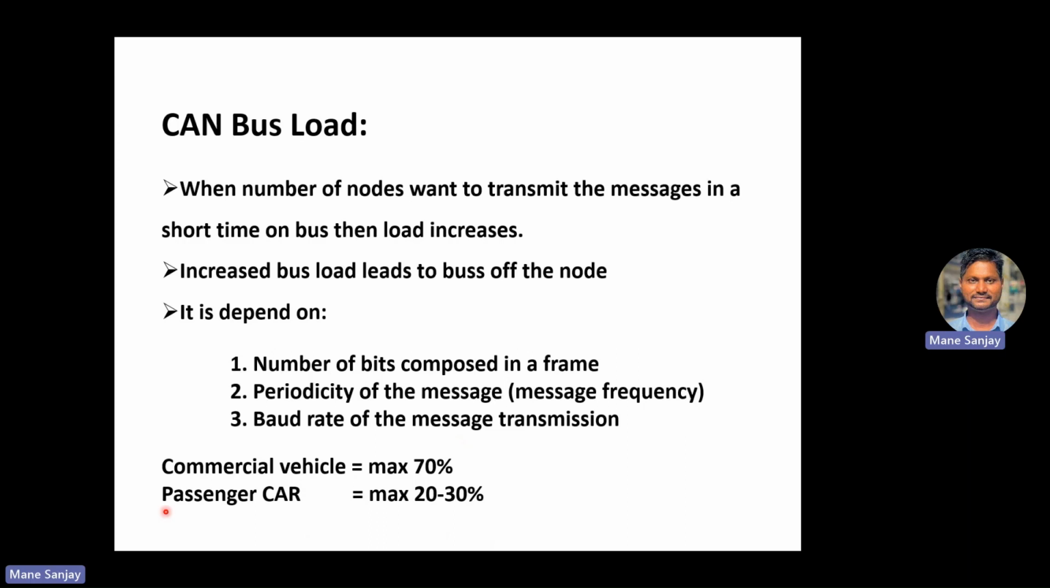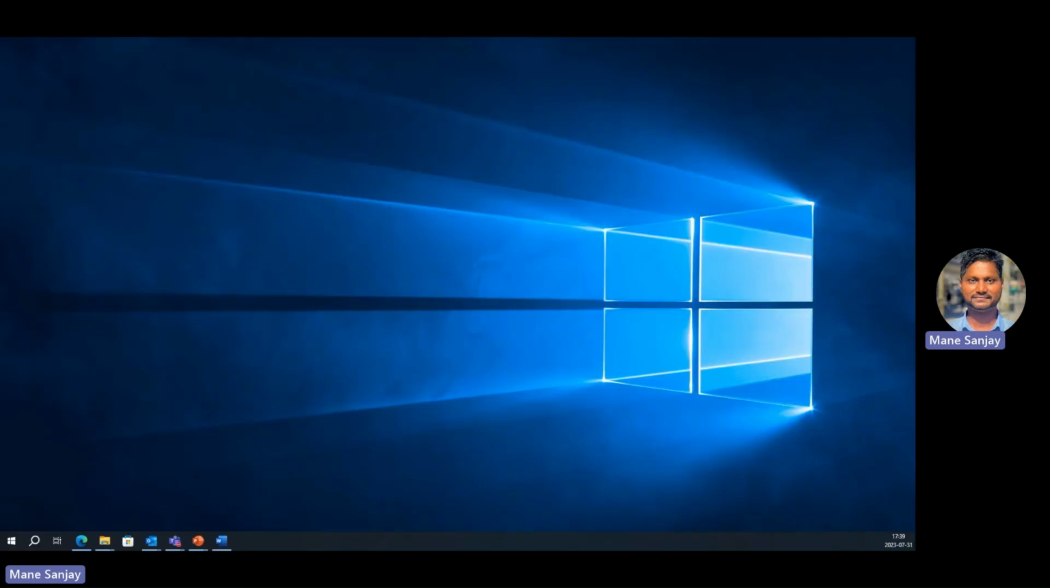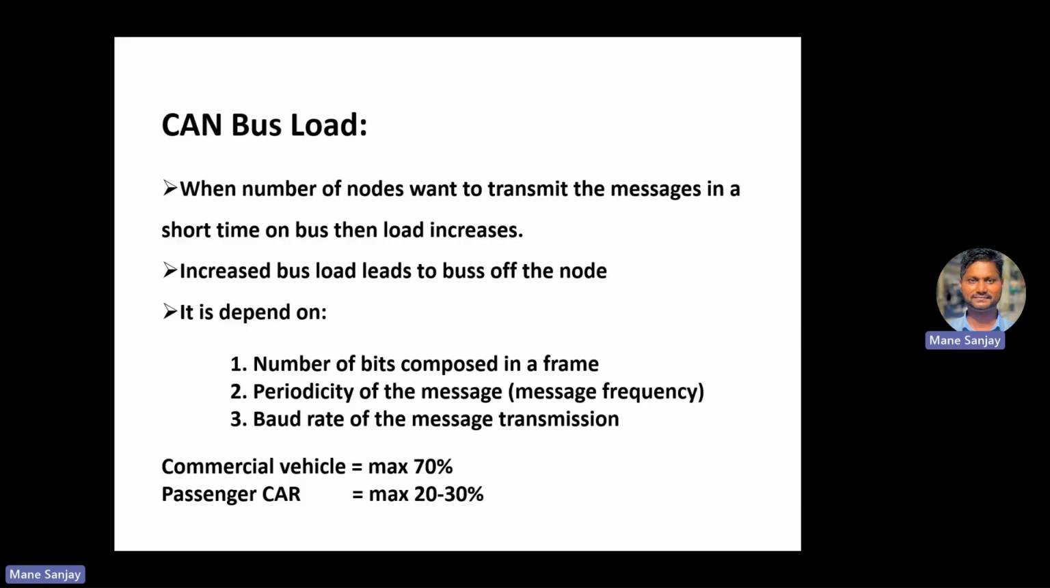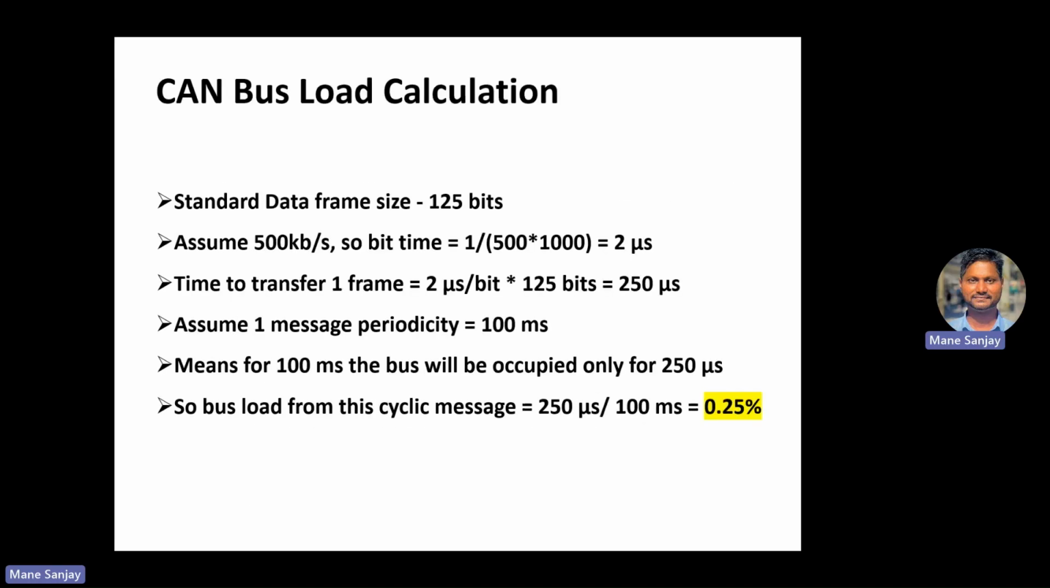Okay, so it is clear now what bus load is and what the different factors are. So let's calculate the bus load. As I mentioned here, the number of bits, the periodicity of the message, and the baud rate. These three factors are required to calculate the bus load. We'll take one example. Let's assume that you are dealing with a standard data frame. In the standard data frame, including all the data fields, with 8 bytes of information, the size of the frame comes to 125 bits.